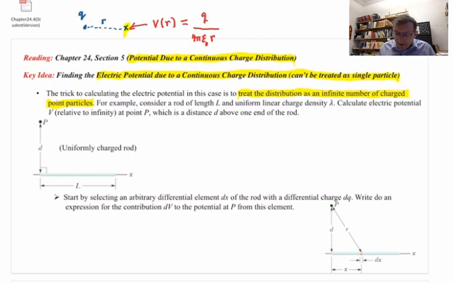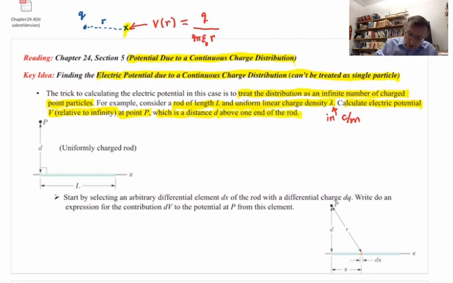All right, so we're going to consider here a rod. It's got some total length, big L, and it has a uniform linear charge density, lambda, a charge per unit length in the SI unit of Coulomb per meter. It's the same value of lambda everywhere along the rod. We are to calculate the electric potential, V, relative to infinity, meaning using the reference point at infinity, at the point they've marked with a P. That point is a distance little d above one end of the rod.